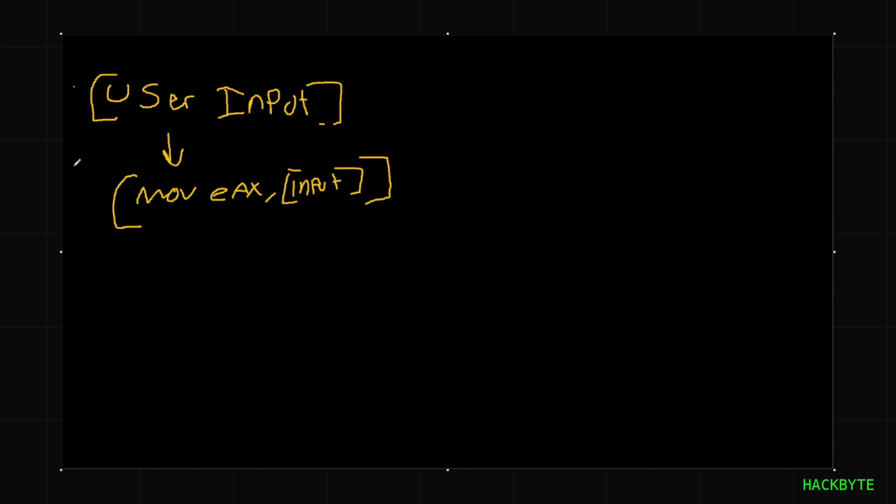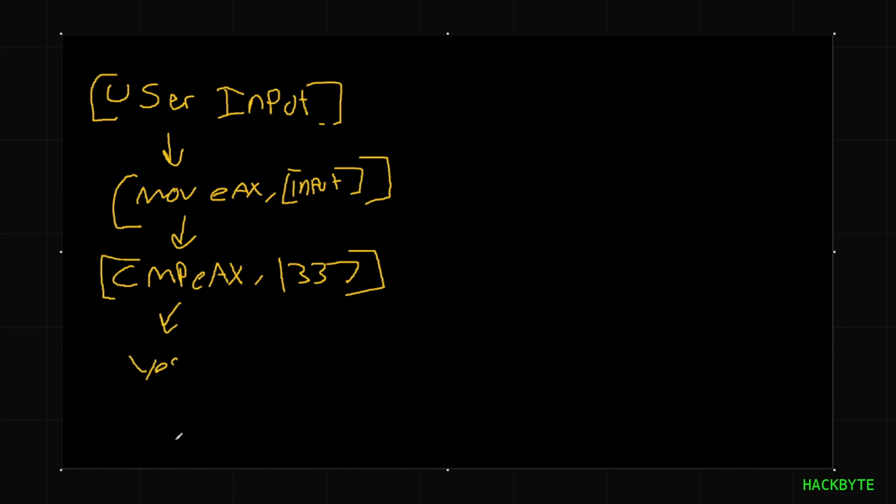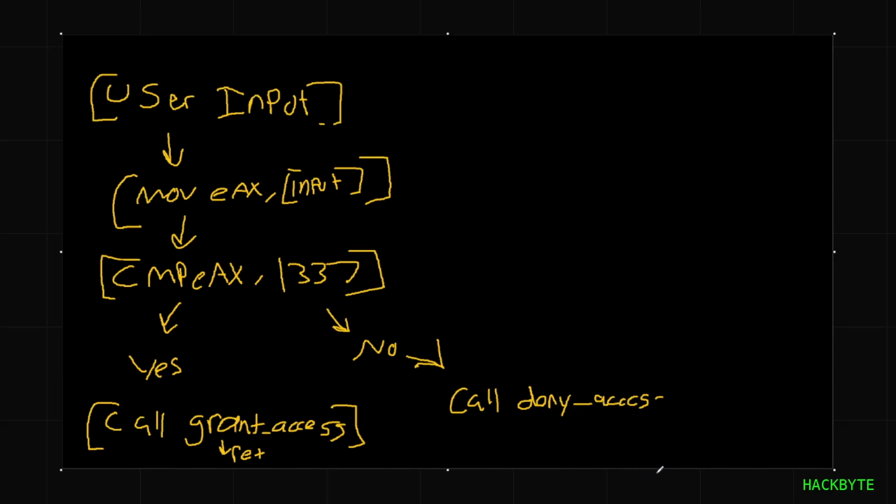Here's a visual flow of the login program that we have. So we have our user input. We're going to go to MOV EAX into our input. And then we're going to compare EAX to 1337. If it is yes, we are going to call grant access, and then we're going to return. If it is no, then we're going to call deny access and then return.